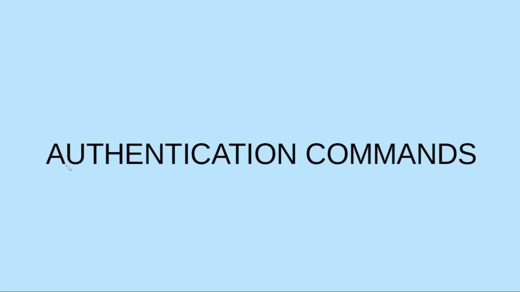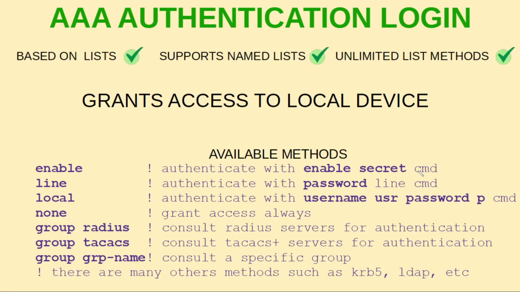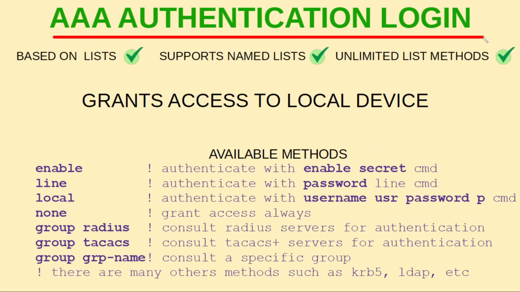Now let's summarize the authentication commands that we have available in global configuration mode. For instance, we have AAA authentication login. This feature is based on list, supports named lists, and supports an unlimited amount of methods within each list. These are the methods that we have available for this feature.